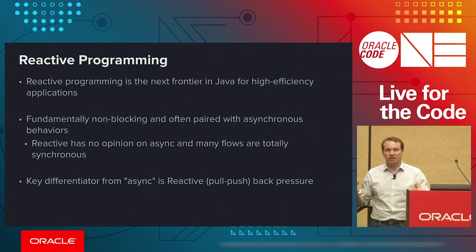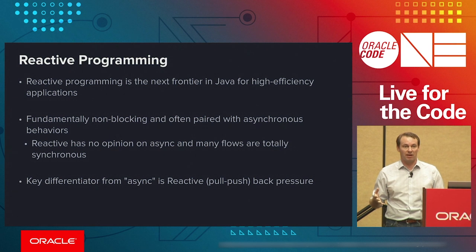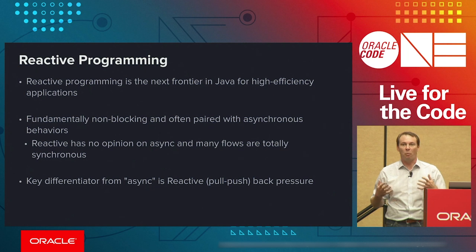So fundamentally, when we're talking about reactive programming, we're talking about a non-blocking programming model. That's sort of the key bit of this. And it is often paired with asynchronous behaviors. But the key thing to remember is when we talk about reactive programming, we don't actually have any strong opinion on whether or not behaviors should be asynchronous. So if you took a look at Project Reactor or RxJava or one of these reactive frameworks, the most efficient thing that it can possibly do is run things completely synchronously on a single thread where it can do it.